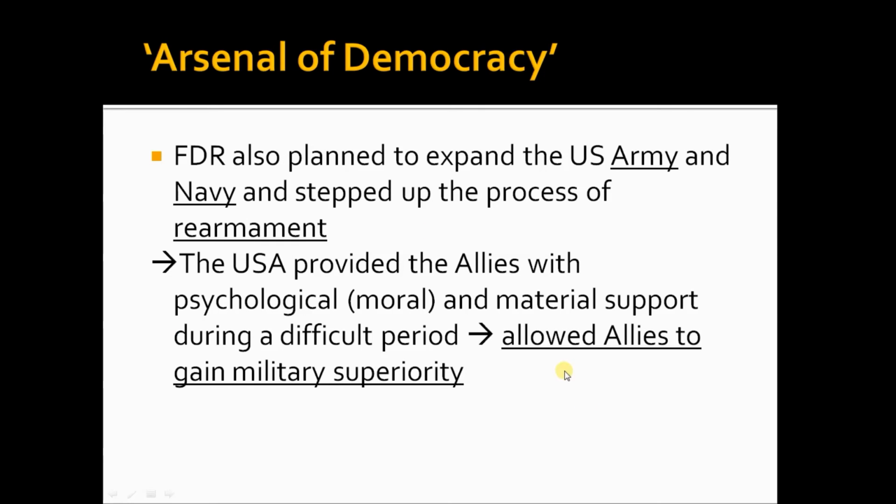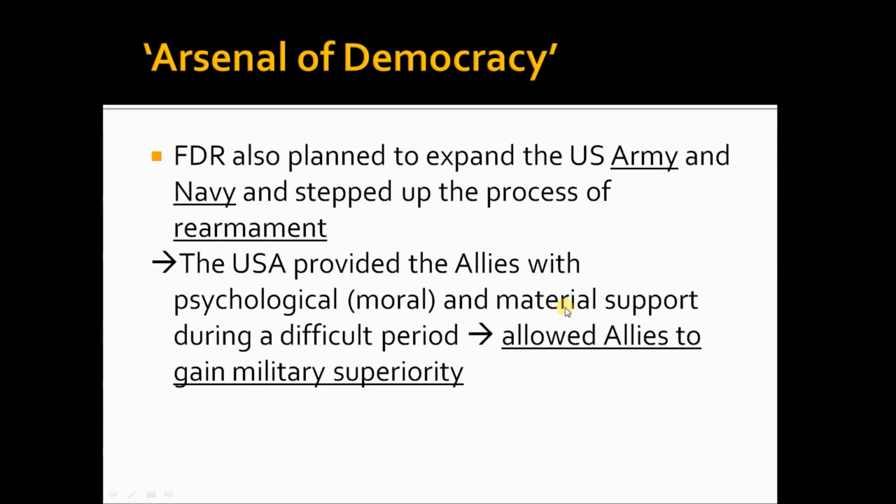So FDR also planned to expand the American military forces and also stepped up the process of rearmament. Again, even though the US was not directly fighting, they were strengthening their military. Perhaps you could say that this was FDR preparing for an eventual American involvement. One day it would have to happen, especially if Britain were to be overwhelmed, okay? But in the meantime, the US provided psychological support, and through this strengthening of its military it was a good psychological support, because at least the Allies knew that yes, the Americans will be there if need be, right? And also material support.